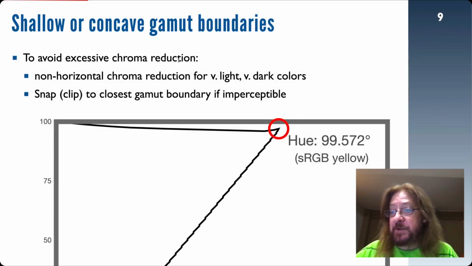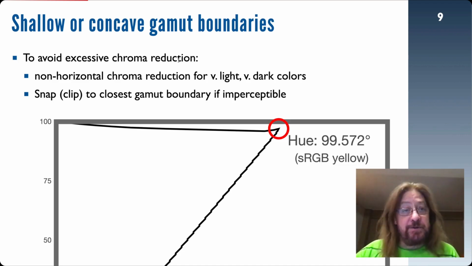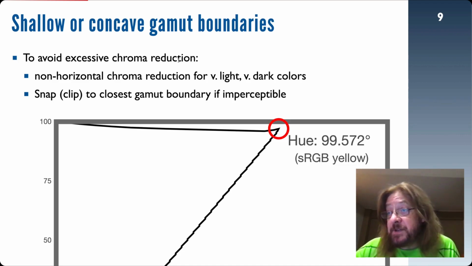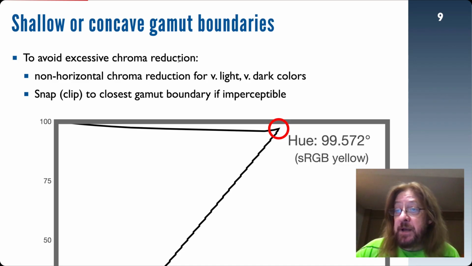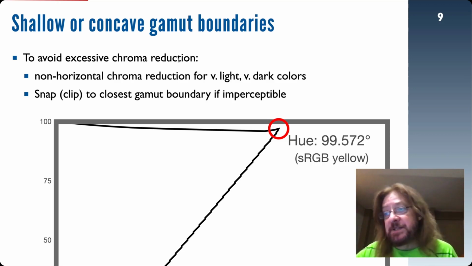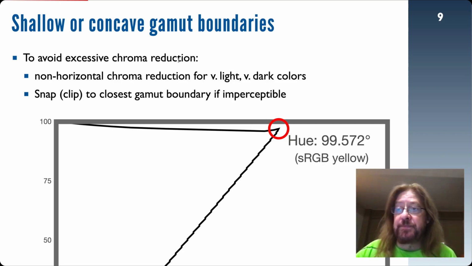But there is a complication. Gamut boundaries can be shallow and even slightly concave. Here is sRGB yellow on the LC plane. The line of constant lightness would whiz along the top, very close to, but not intersecting with, the gamut boundary. There are 2 ways to fix this: toe in the very light and dark colors, or look out for when you are so close to the boundary that errors from simple clipping are not noticeable.